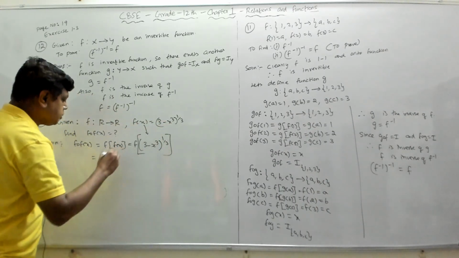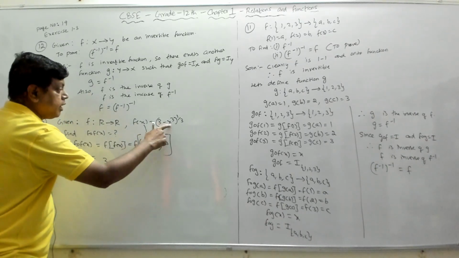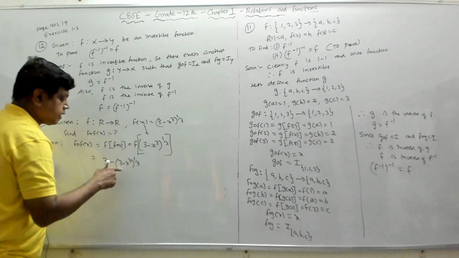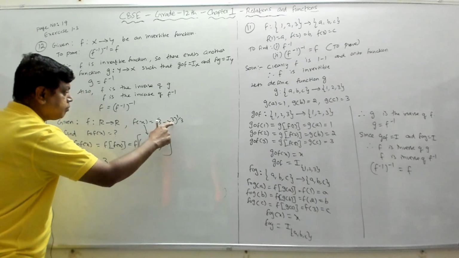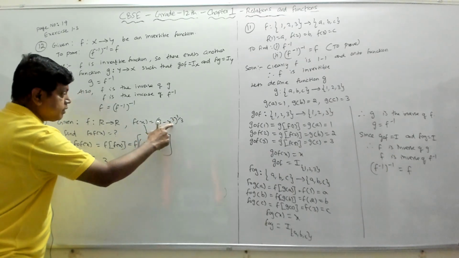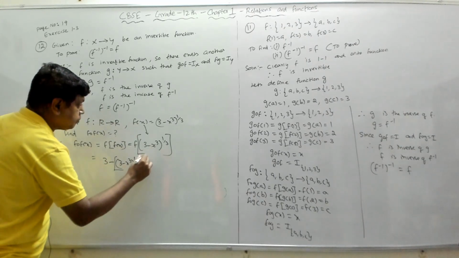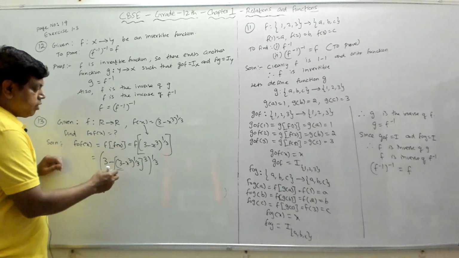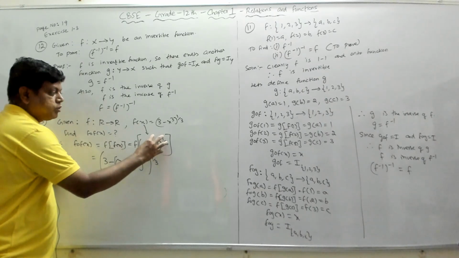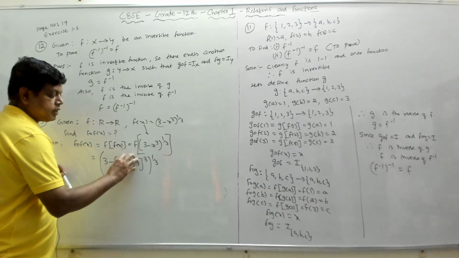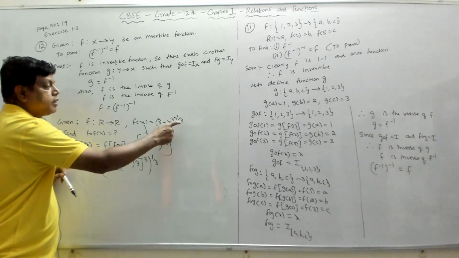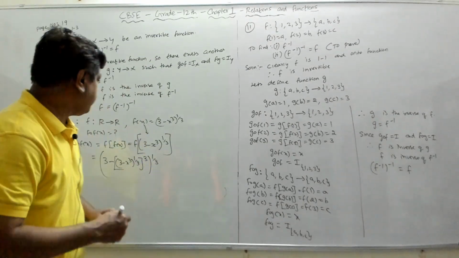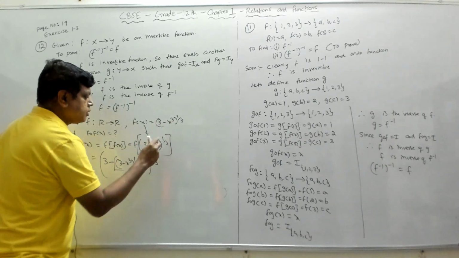So this becomes 3 minus x cube, where x is (3 minus x cube) power 1 by 3. So it is 3 minus, then this whole thing cubed, then whole power 1 by 3. Is this clear? You have to treat that entire thing as x, and substitute it here.